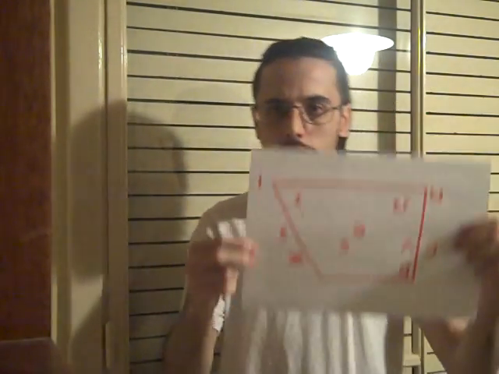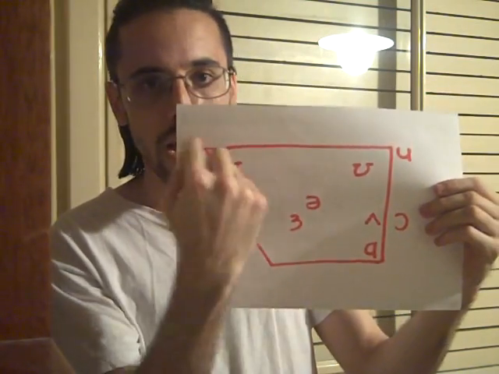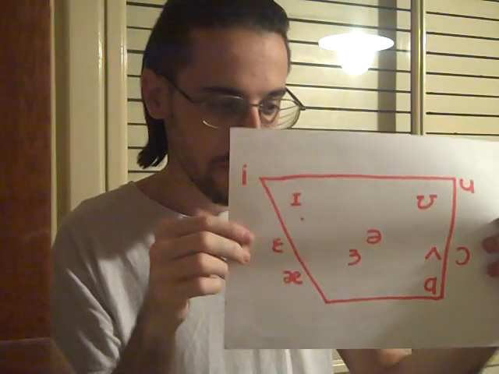So, to begin, I'm going to show you a vowel chart here. Now let's go through the vowel chart. Some of you might know this already, some of you might not. If you take this thing right here, this is an abstract representation of the human mouth.